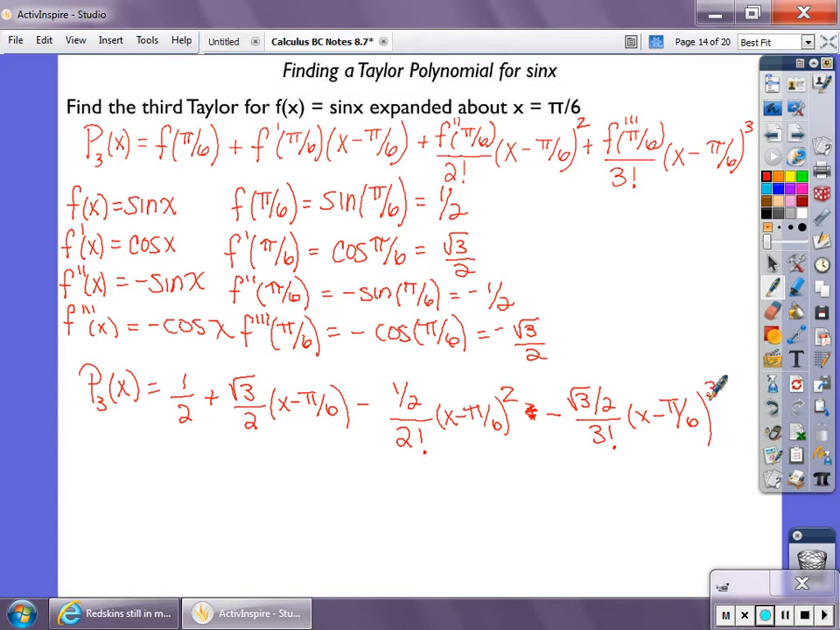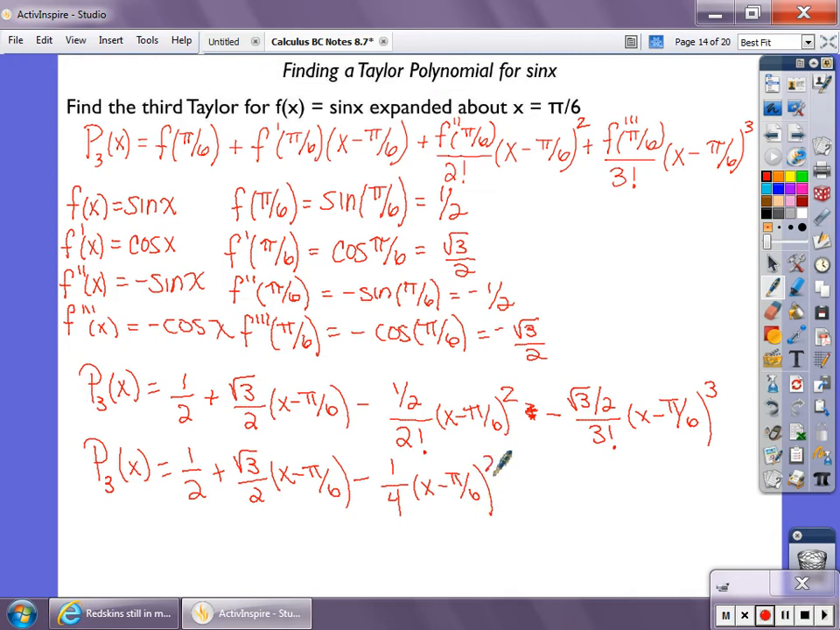And now we just got to clean it up. p sub 3 of x, the third degree Taylor polynomial, is 1/2 plus, nothing really to do here, root 3 over 2 times x minus pi over 6. This is really 2, so that's going to be minus 1/4 times x minus pi over 6 raised to the second power. And then minus, this is 6 right here, so that's going to be root 3 over 12 times x minus pi over 6 raised to the third power.